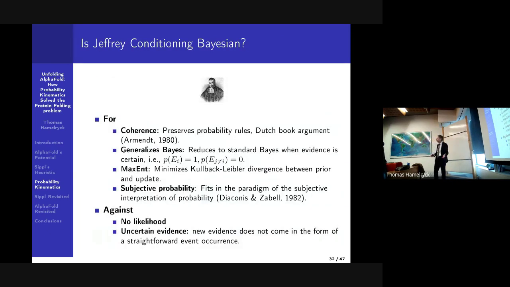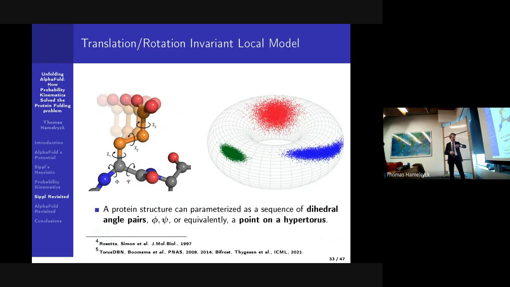So is it Bayesian or not? There are good reasons to call it Bayesian. Coherence. It generalizes Bayes, reducing to Bayes when evidence is certain. There's a maximum entropy argument. These are all arguments in favor of seeing it as Bayesian updating. There's, however, no likelihood, and there's uncertain evidence. So it's a bit of a different way of doing Bayesian updating. And there are also Dutch book arguments that you can make for Jeffrey conditioning.